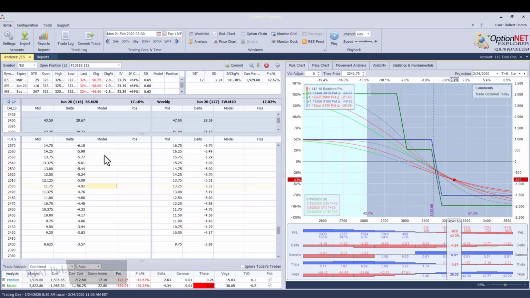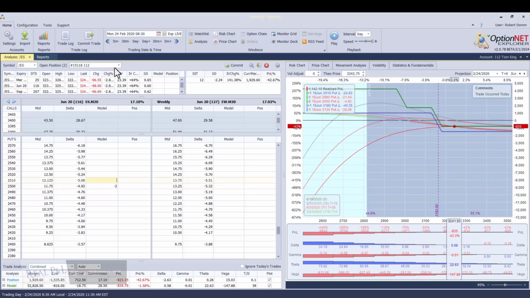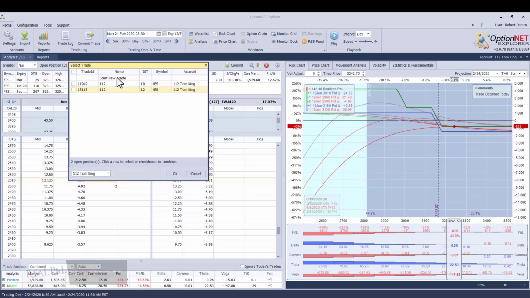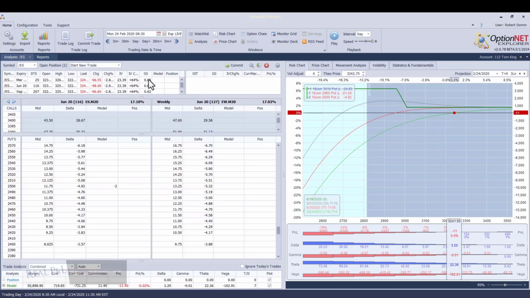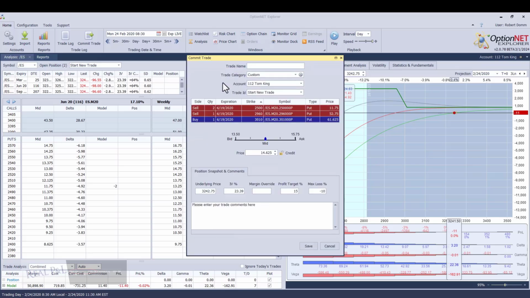They're both 8 away. Let's go with this one, could go either way, I guess. Sell 2 to finance that thing. And we'll isolate the trade here. And we'll call it a 112 again. Okay.